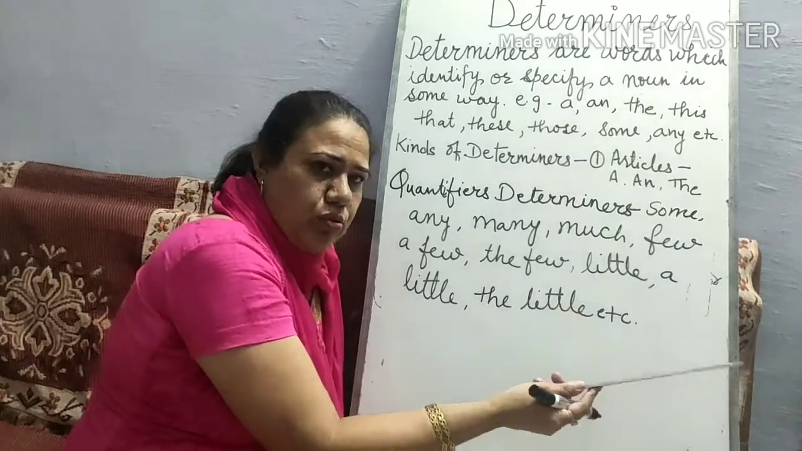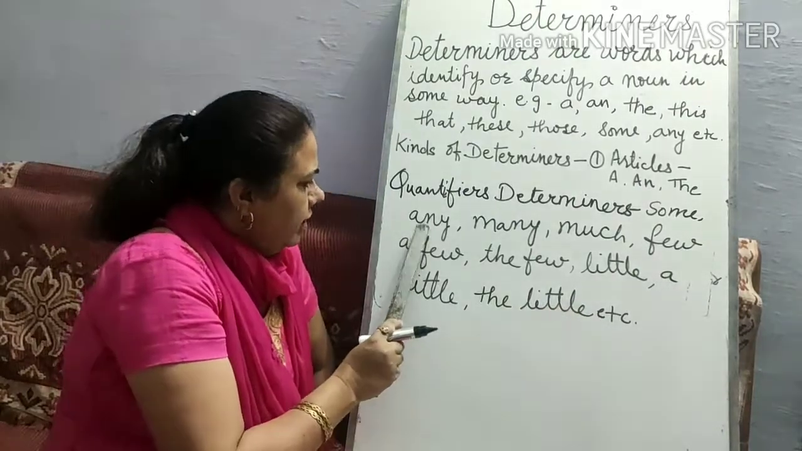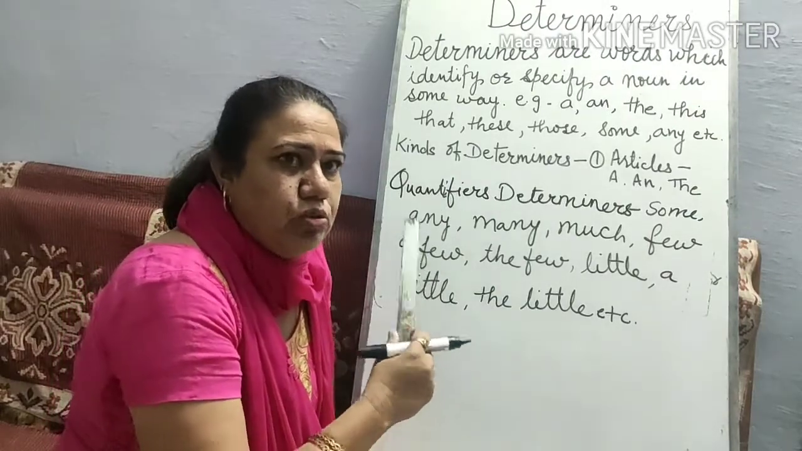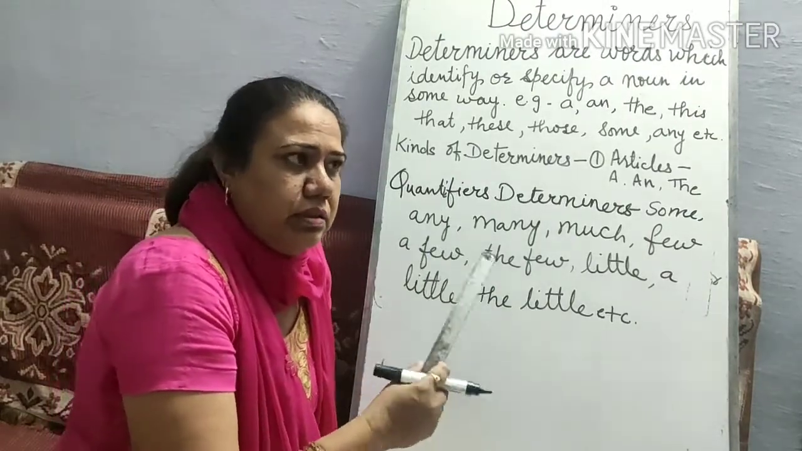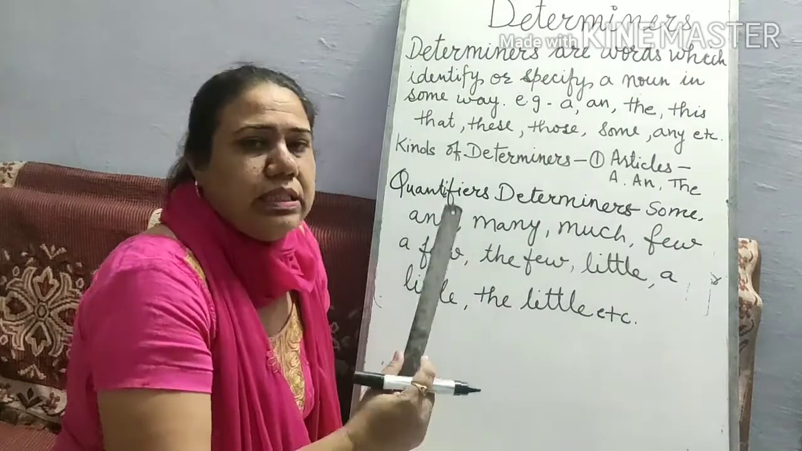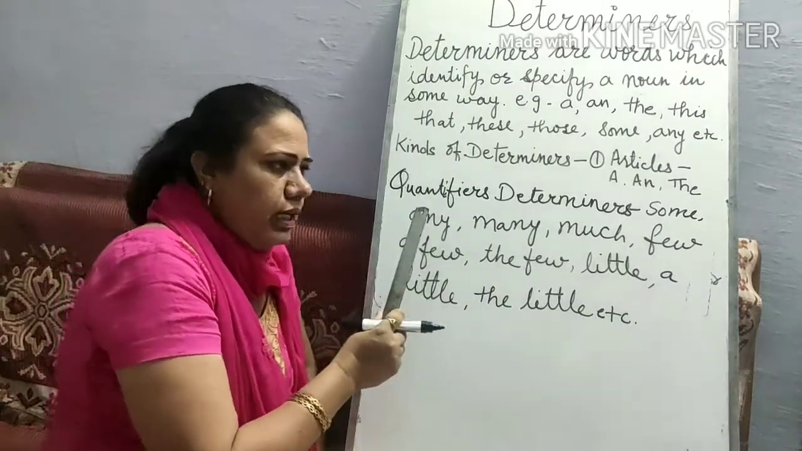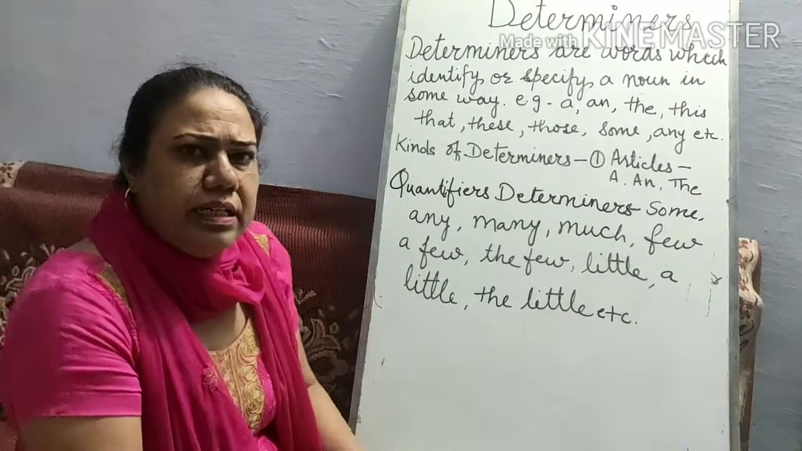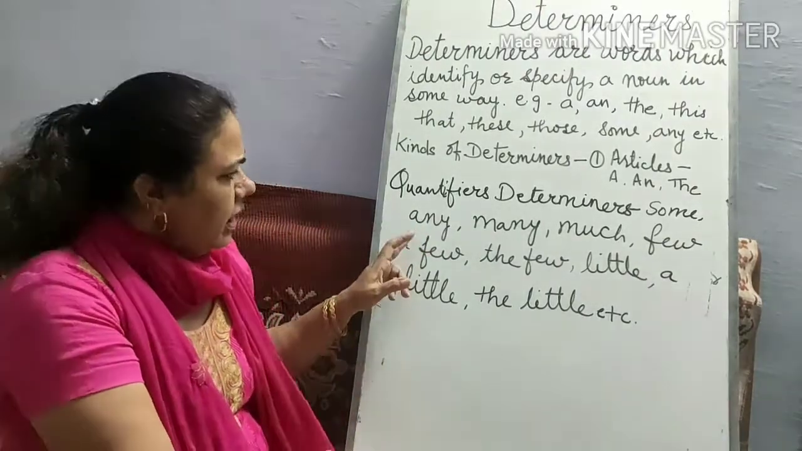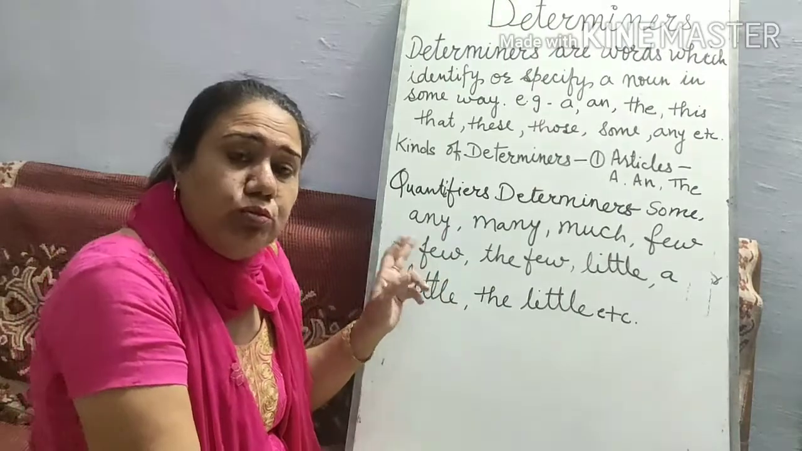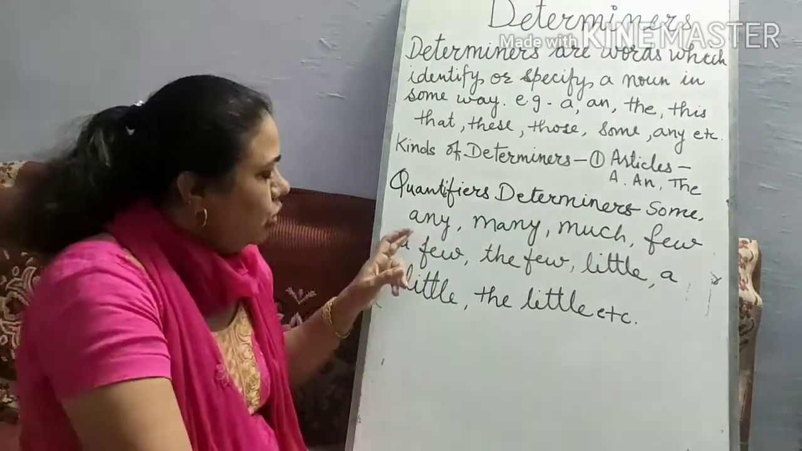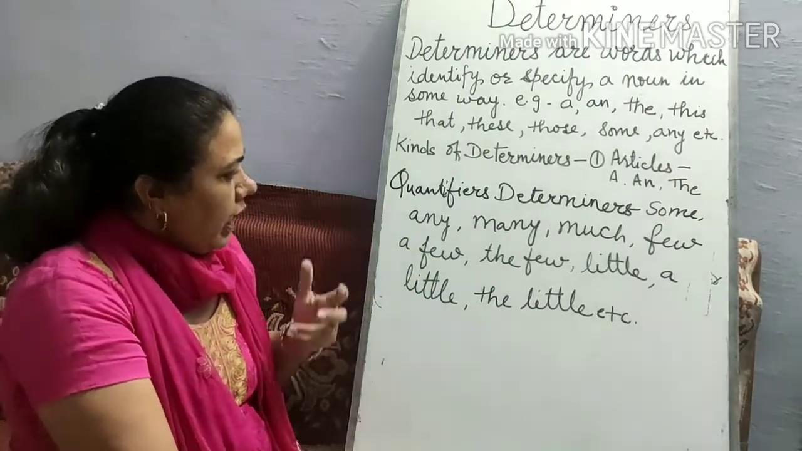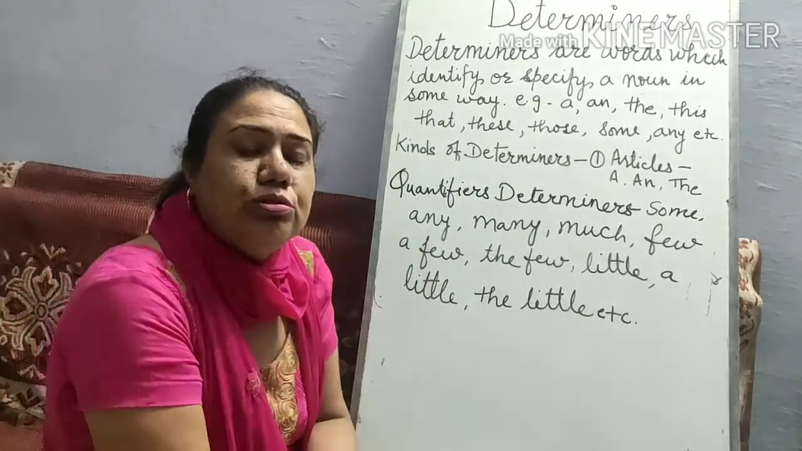We use some also. Next we take any. Any we take when the question is there, and when a negative sentence is there. I don't have any idea, I have no idea for that. Anyone can do this. So any person, anyone is ready to do this.